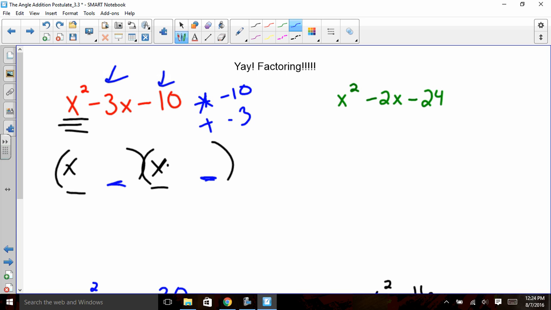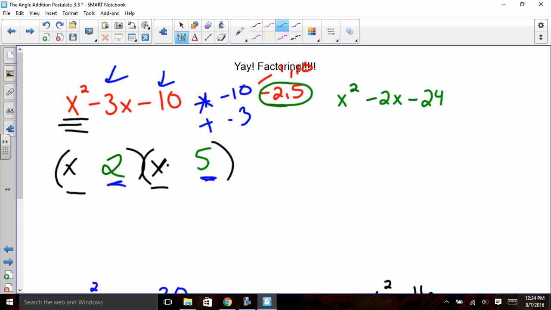So let's take a look at those factors of 10. I have 1 and 10, 2 and 5. Okay, so I've got 1 and 10, 2 and 5. Can I use one of these 2 to try and get me to 3? Well, if you recall, 2 and 5 somehow get me to 3. Okay, so I'm going to have a 2. I'm going to have a 5.